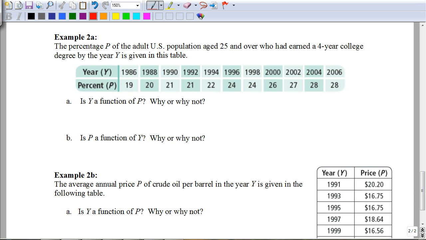In this example, they say the percentage of the adult U.S. population aged 25 and over who had earned a 4-year college degree by the year y is given in this table. They ask us two things here. They say, is y a function of p? And then in B it says, is p a function of y?